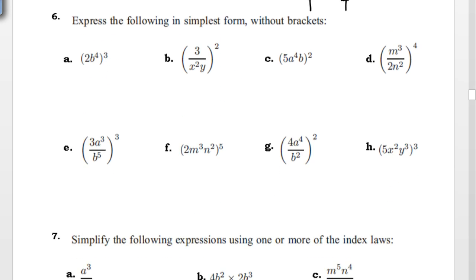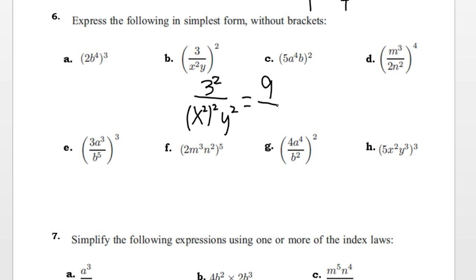And let's do one from number 6. We'll do 2 from number 6. I'll do letter B. I gotta put that 2 on everything. So the 3 gets a 2, the x squared gets a 2, and the y gets a 2. Taking this a step farther, 3 to the 2 is 9. Denominator, x squared to the 2. We have to think back to our power of a power rule. We're going to multiply those. That becomes x to the 4, and then y squared stays y squared.